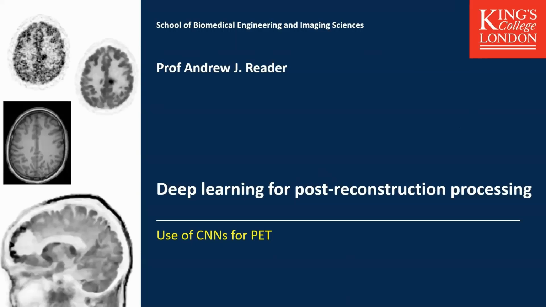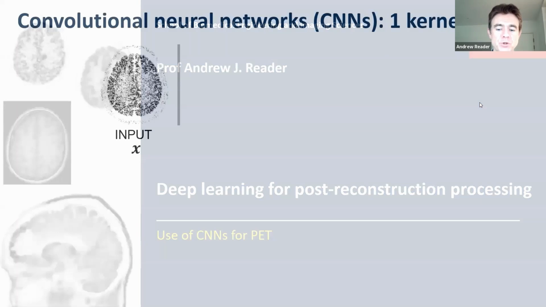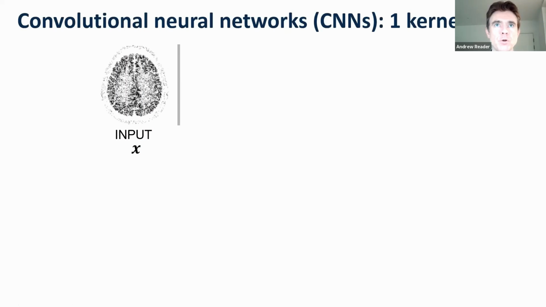Okay, so I've got 10 minutes. I'll get through this as quickly as I can. This is going to be about using convolutional neural networks for post-processing of reconstructed images, and you'll see why that's useful in a moment. So starting off with a very simple building block of convolutional neural networks, they use convolution.